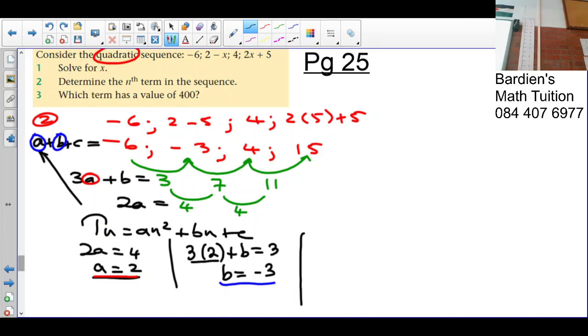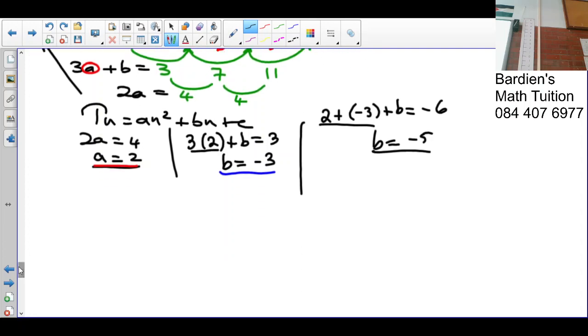So now we say 2 plus negative 3 plus c equals negative 6. So that is negative 1. So c is equal to negative 1. So what's my formula? Tn is equal to 2n squared minus 3n minus 5.